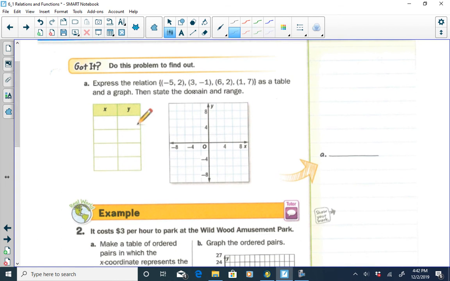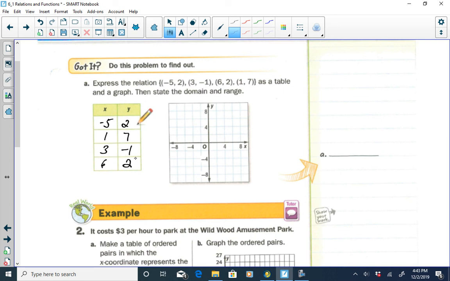All right, we want to express this relation as a table. First we take our ordered pairs. I always like to do them in order from least to greatest, but you don't have to. So negative 5 is our least input value, paired with an output of 2. My next input would be 1, paired with an output of 7. Then we have 3, paired with an output of negative 1. And we have 6, paired with an output of 2.